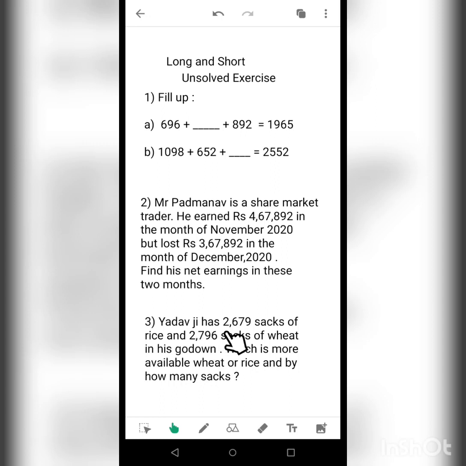Yadavji has 2,679 sacks of rice and 2,796 sacks of wheat in his godown. Which is more available, wheat or rice, and by how many sacks? So there are 2 types of cereals, wheat and rice, in certain quantities in the godown of Mr. Yadavji. First of all, you will write which type of cereal is available more. Then you will write down the number of sacks by which it is more.